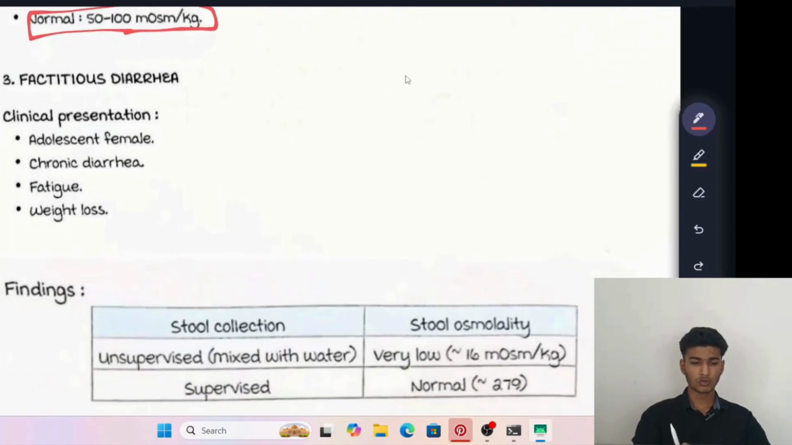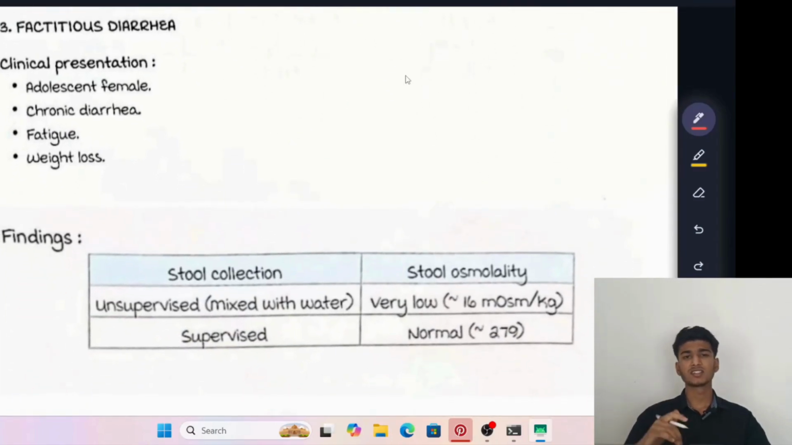And then we will move to factitious diarrhea. Factitious diarrhea is generally caused due to some neurological disorders, or the patient might be pretending that they have diarrhea. Or third reason, if there is abuse of laxatives and purgatives, then it will cause factitious diarrhea. Often this is done by students who don't want to attend their schools. We will discuss it later. And then this clinical representation, it is seen in adolescent females. It is a type of chronic diarrhea. There is fatigue and weight loss as well in this.